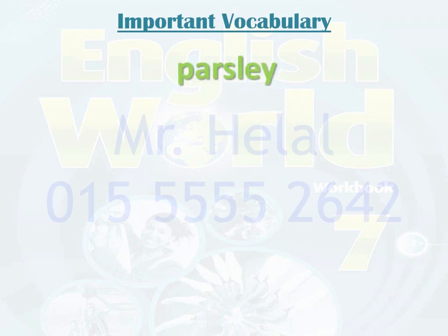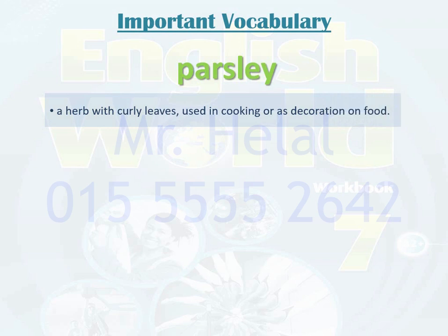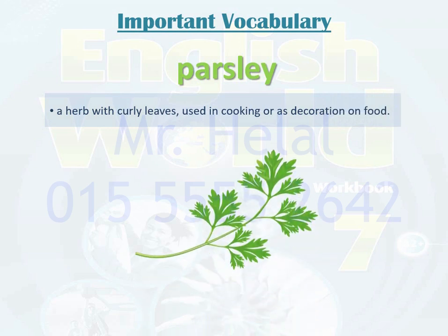Parsley. Parsley is a herb with curly leaves used in cooking or as decoration on food. البقدونس هو نوع من الأعشاب بيستخدم في الطبخ وأيضا بيستخدم في تزيين الأكل. Example: In a large bowl, mix onions, garlic, sage and parsley. في وعاء كبير اخلط البصل مع الثوم والمريمية والبقدونس.